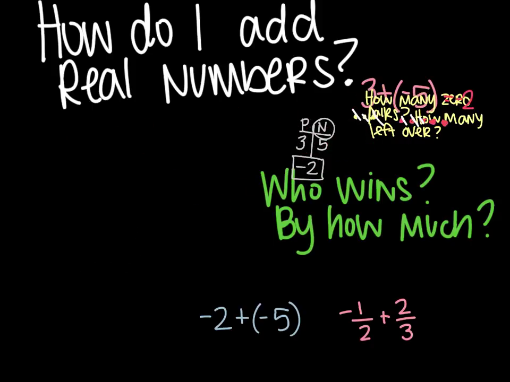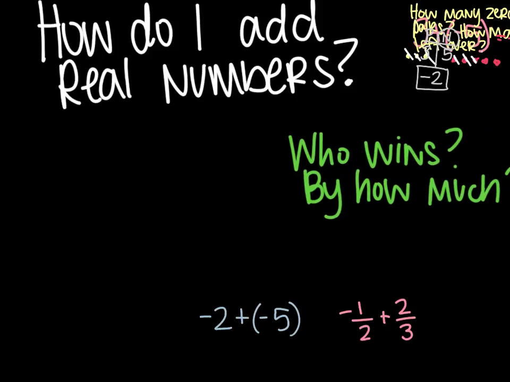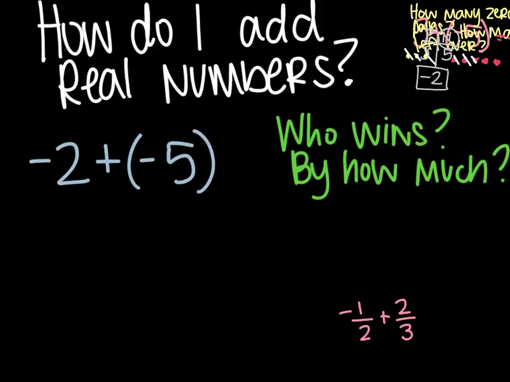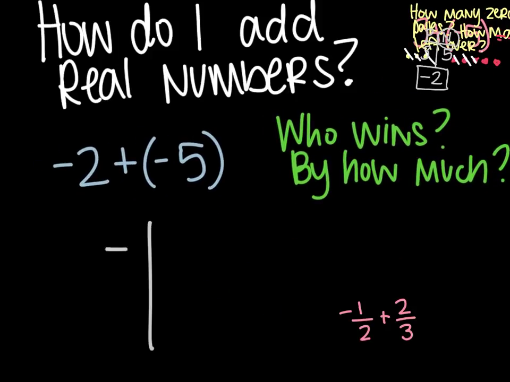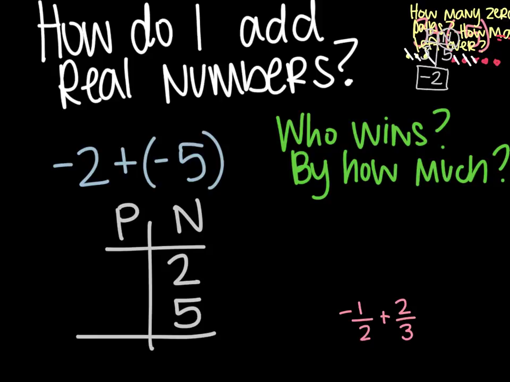Okay, I'm going to show you the same thing. I'm going to stick with the who wins by how much for these. Here we go, positive, negative. I have -2 and -5. Notice I'm not writing the negative sign in there, just the number. Positive has 0. What's the final score? 0 to 7. Who wins? Negative. By how much? 7. So the answer then is -7.